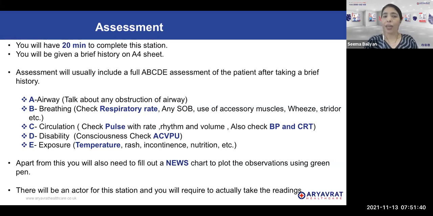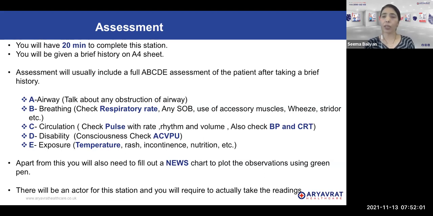By A, I mean airway assessment. B is for breathing assessment, where you will have to check the respiratory rate. C is for circulation, where you are going to be checking the pulse, BP, and the capillary refill. D is for disability, where you are checking the patient's consciousness level. And E is for exposure, so you will be checking the temperature of the patient.